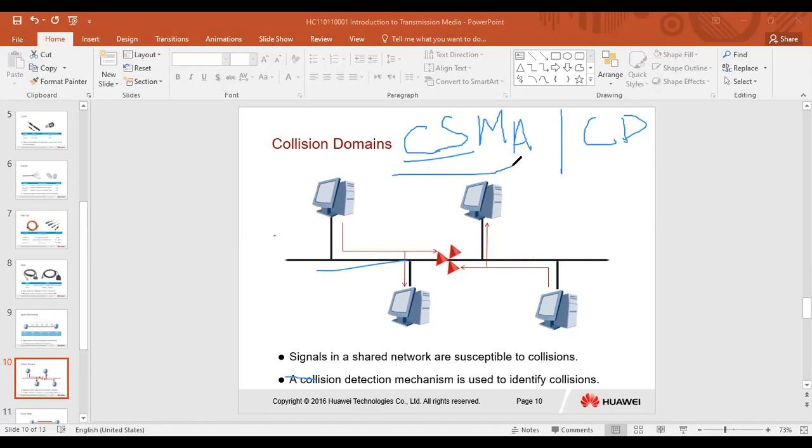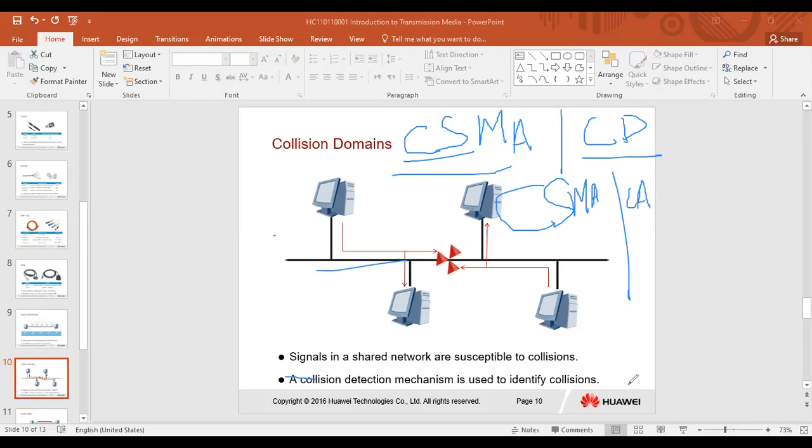This technique is used in our fixed network. Collision detection first detects the medium, whether the medium is free or not. Another type of technique is called CSMA/CA.